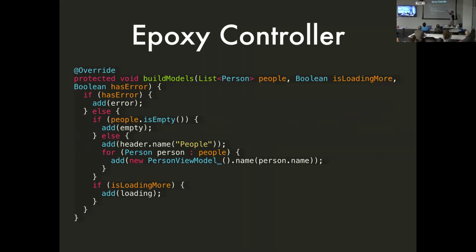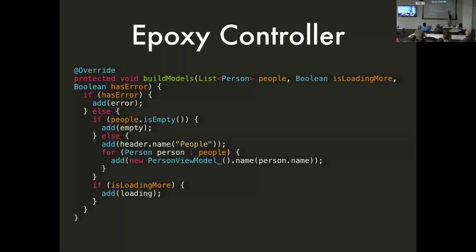So this is the data it takes. It takes a list of people, a Boolean for whether it's loading or not, and a Boolean for whether there's been an error or not. So this first part is, if we have an error, we're just going to add an error view onto the screen.